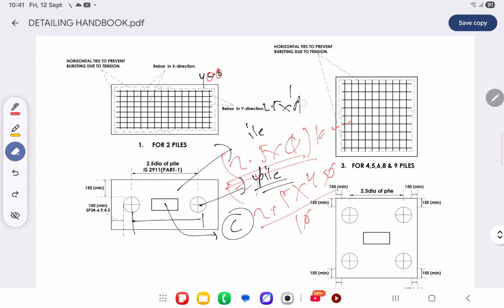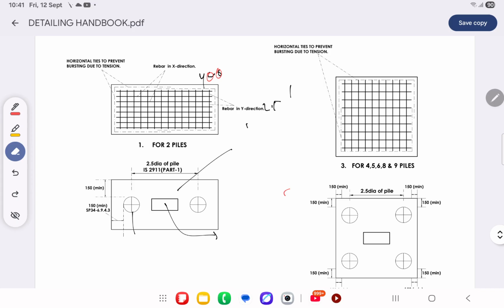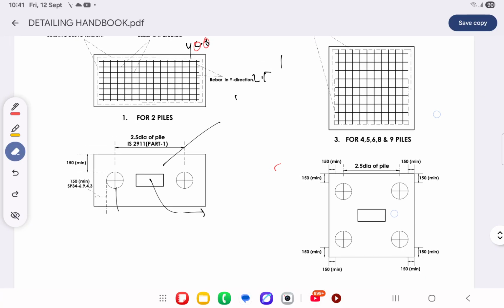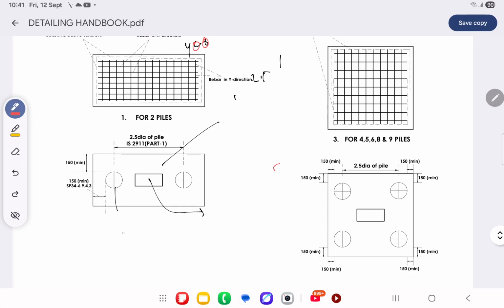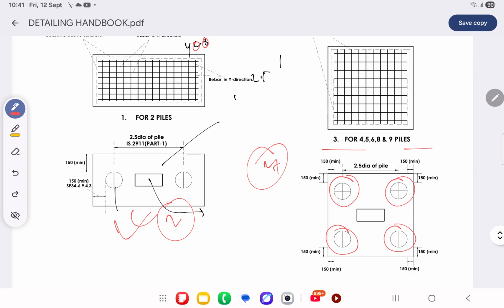Next we'll see 3, 4 piles, 5 piles, 6, 8, 9 piles and all. In this case this is for the two pile, and this is for four pile. So in the case of four pile, this is the diameter, this is the diameter, this is the diameter, and this is the diameter of the pile. And this is the column. Suppose you have four piles, then the shape of the pile cap should be like this. Here, here, here, here, and in between we generally provide the column.